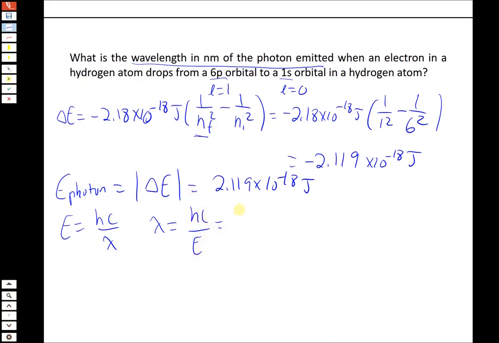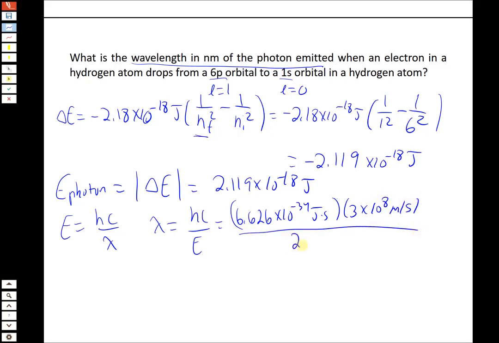And so we just have to plug the numbers in. 6.626. We actually used this equation earlier for the photoelectric effect. So we're going to put h, we're going to put c, and we're going to divide by the energy of the photon that we just found. And I did not specify the units in this problem, so I think we're going to just do it in meters.